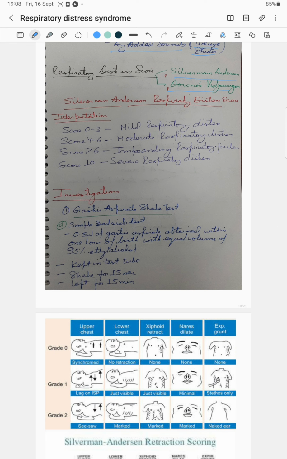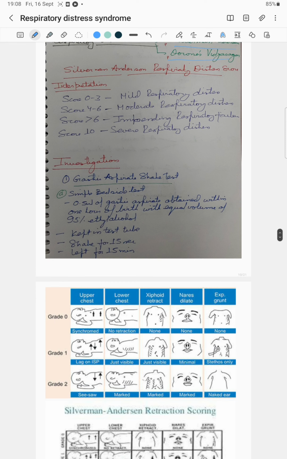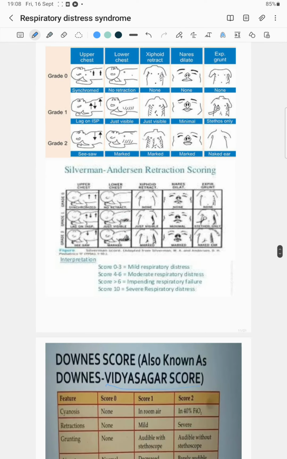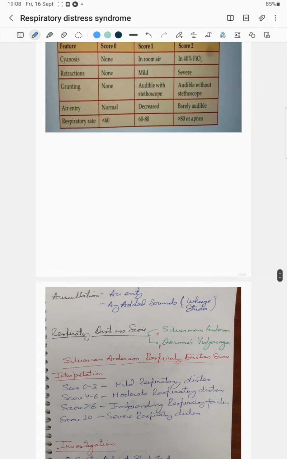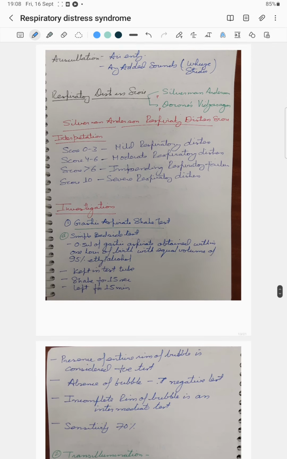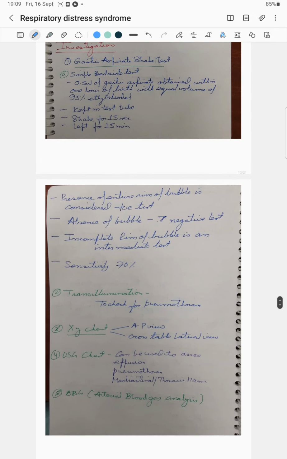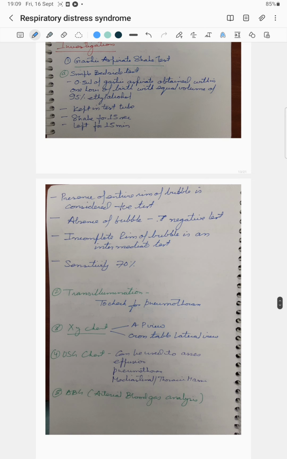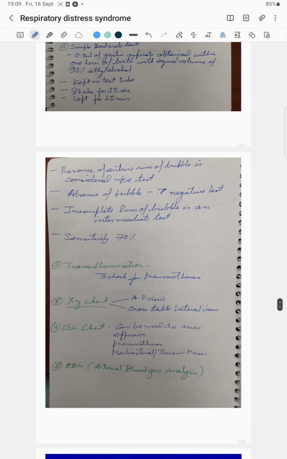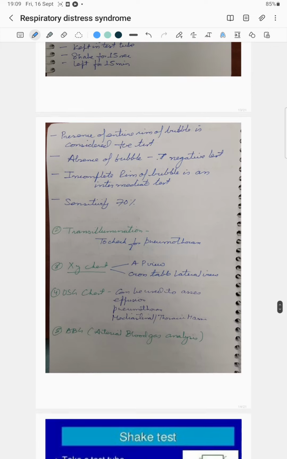Okay. Now, what other investigations are we going to do? We do the gastric aspirate shake test. We do the trans-illumination test. We do X-ray chest. We do USG chest, and we can do arterial blood gas analysis.